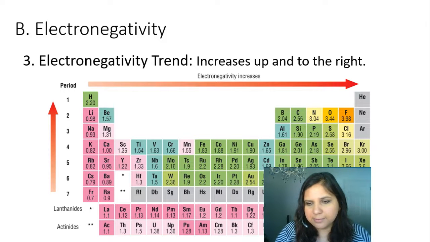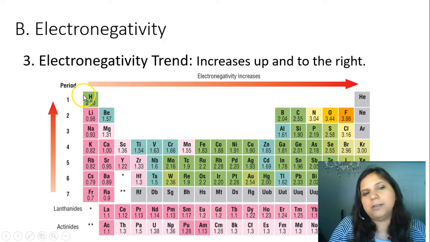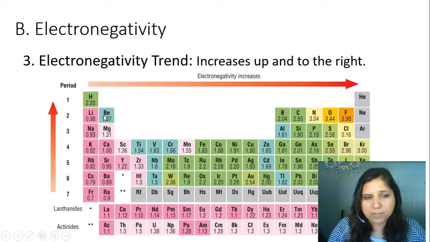Here's the trend. Okay, so what you'll notice here, if we look at the numerical values, now these are all measured values.